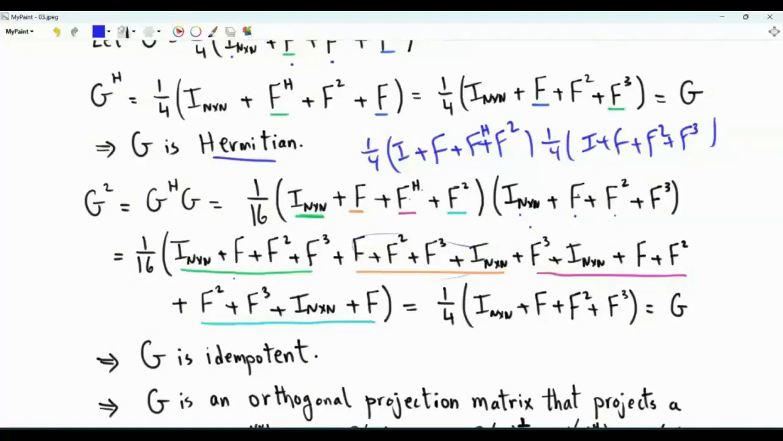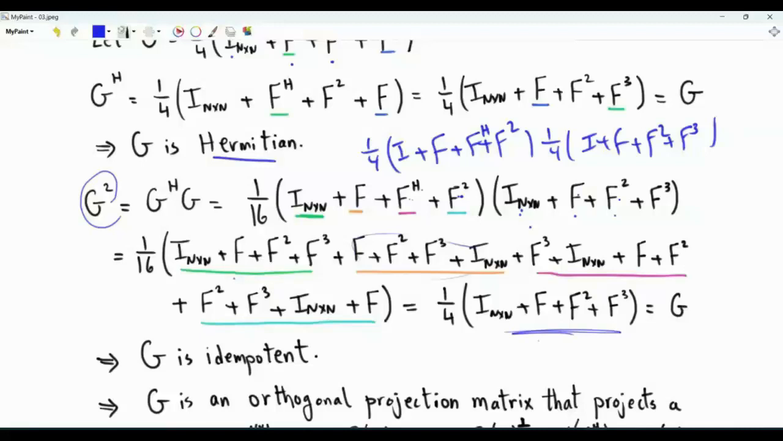F Hermitian times F, that's identity, because F Hermitian is the inverse of F. F is a unitary matrix. F Hermitian times F squared, that's F, and F Hermitian times F cubed, that's F squared. Again, the same four terms. Lastly, if we multiply by F squared, we get F squared, F cubed, and then F to the power 4, which is identity, and then F to the power 5, which is F times F to the power 4, which is F. So these four matrices appear 4 times, and the result for squaring matrix G is 1/4, and then the sum again. That's G.